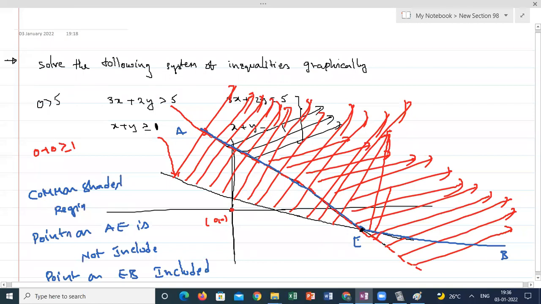Is it clear, students, what I'm trying to say? Is it clear? Anyone having any doubt in this question? Guys, please let me know. Anyone having any doubt in this question?